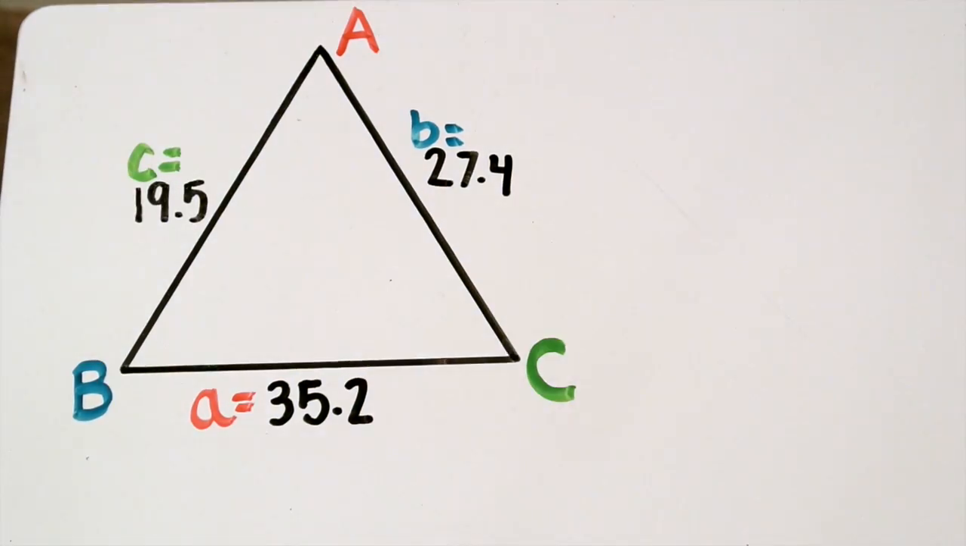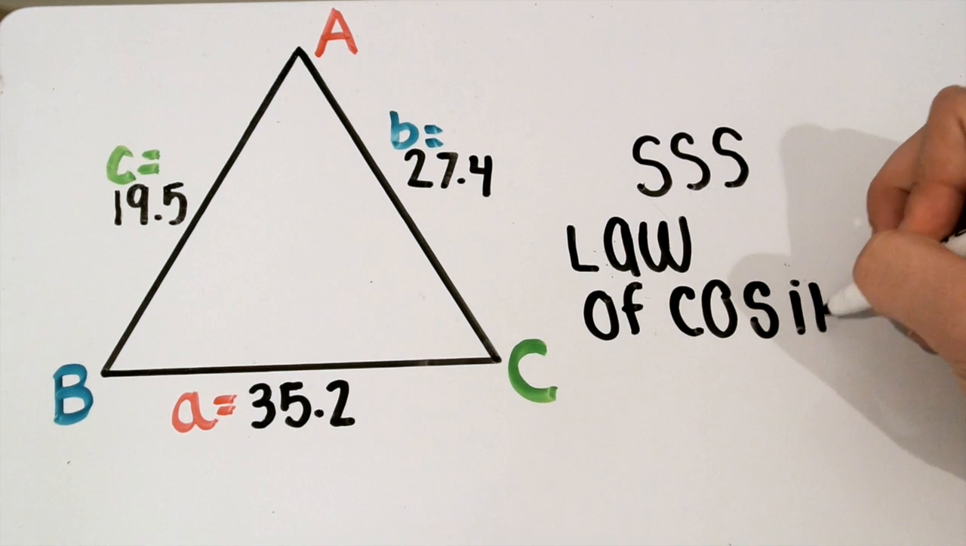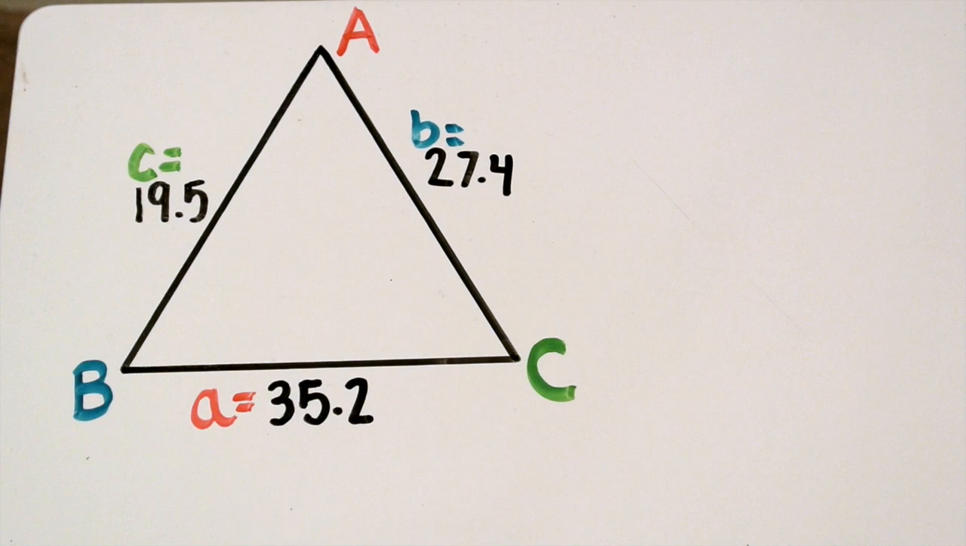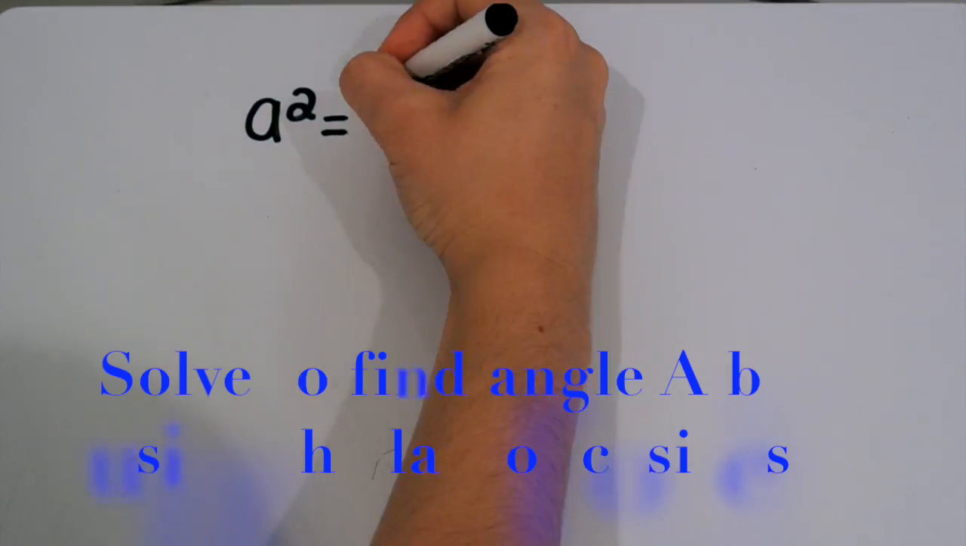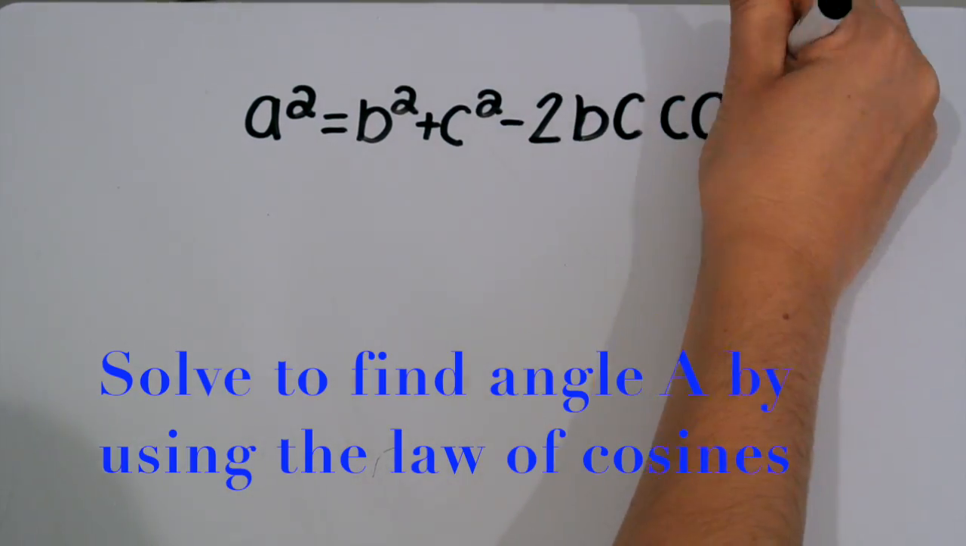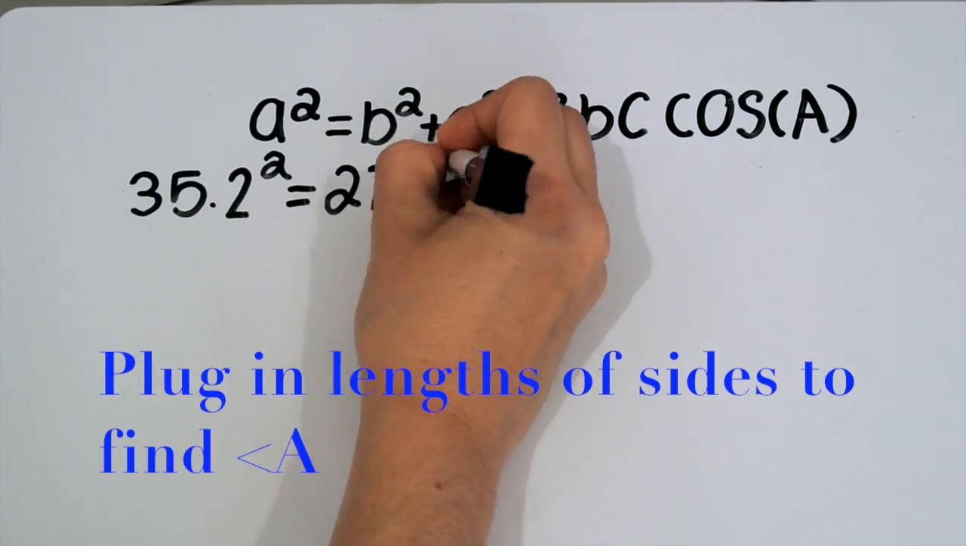Now let's try an example. The triangle that is given has three sides. Therefore, we must use the law of cosines. In order to avoid the ambiguous case, we should use the longest side first to solve for the angle. In this case, it is side A. Now we will substitute the numerical values in for each variable.